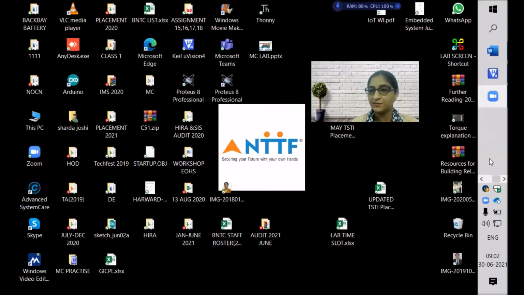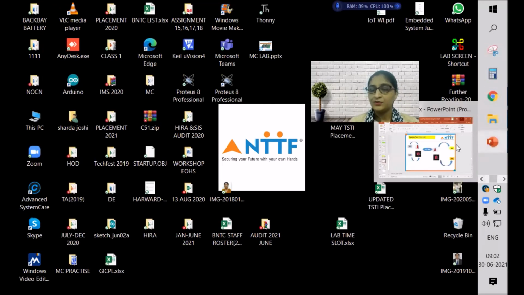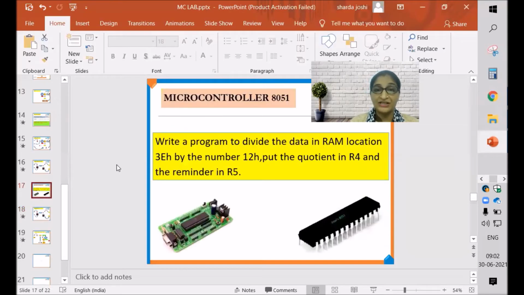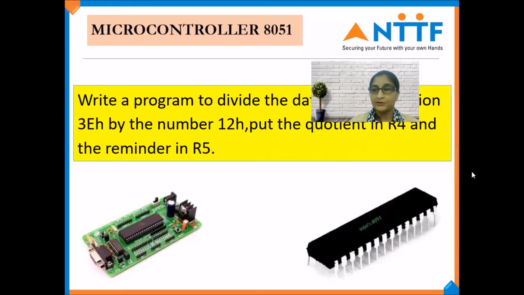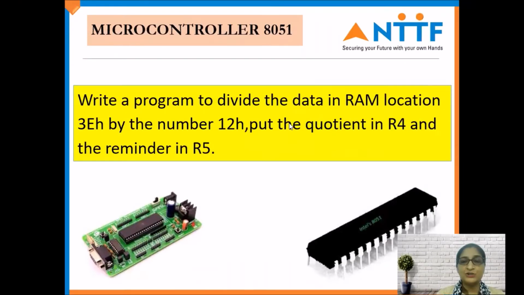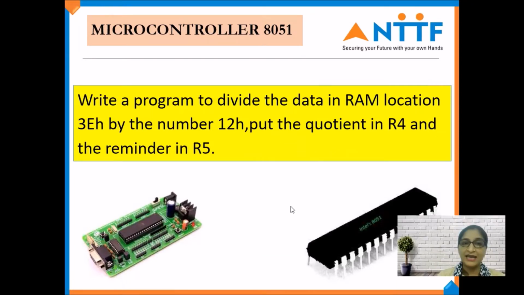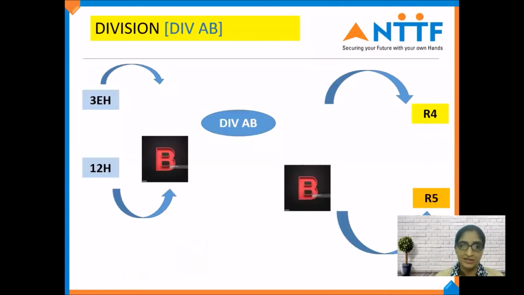I hope my screen is visible, guys. Now we can see exactly what locations we are going to use to store our input and output. Here you can make out, we need to divide the data present in RAM locations 3EH and 12H, right? And the output should be stored in R4 and R5. So this is our agenda for today, and we are going to see the same thing in our Keil software. Before that, I'll explain the same thing using a logic diagram.